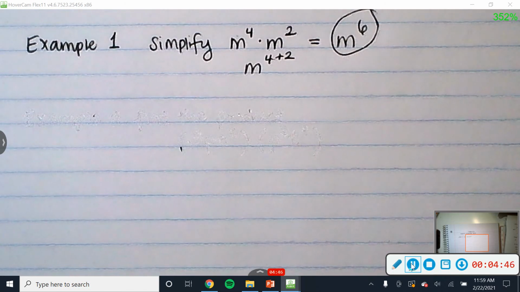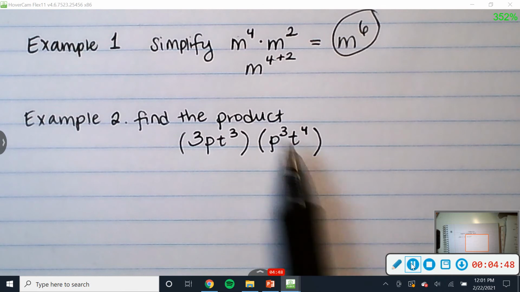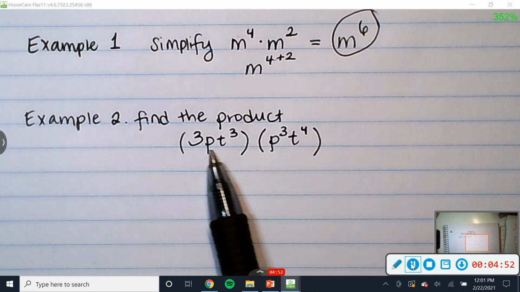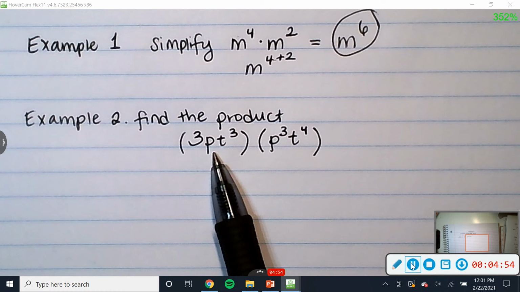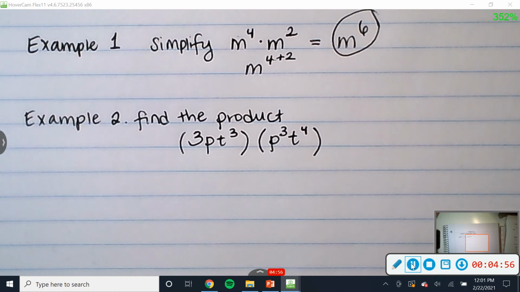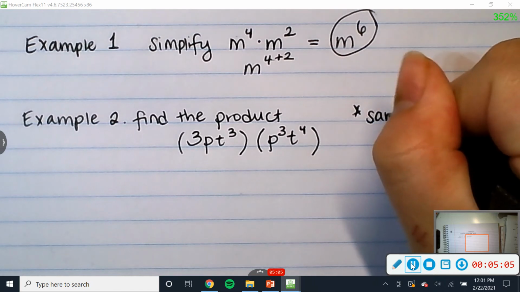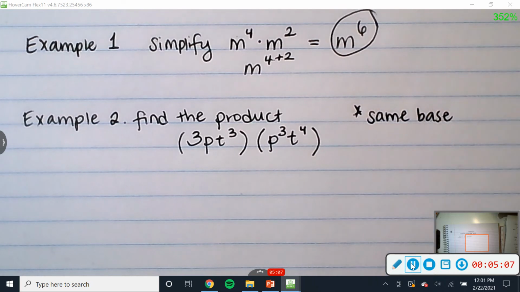Let's look at a little bit more of a complicated example here. So now we are trying to multiply things that have multiple variables and also have numbers. So what happens here? Well, remember our rule, okay? We only are going to simplify the ones that have the same base, okay? So look for the same base.